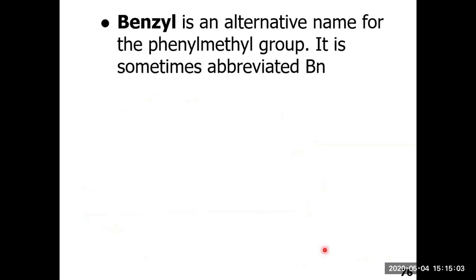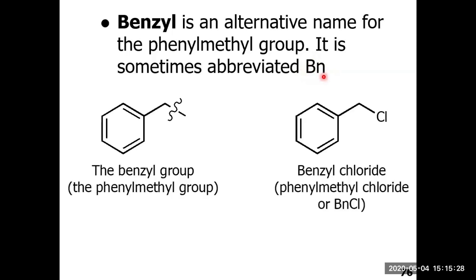So another important group that contains the benzene ring is what we call the benzyl group. And this is an alternative name for a phenyl methyl group. And sometimes you will see this abbreviated by the symbol Bn. So how does the benzyl group look like? It looks similar to your phenyl group. The only difference from a phenyl group is the presence of a CH2 group here. So this molecule is named as benzyl group. An example of this is this molecule. You have here a CH2 bonded to a chlorine atom. So this is named as benzyl chloride.